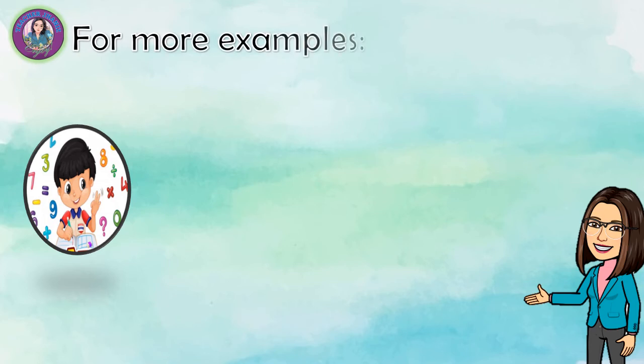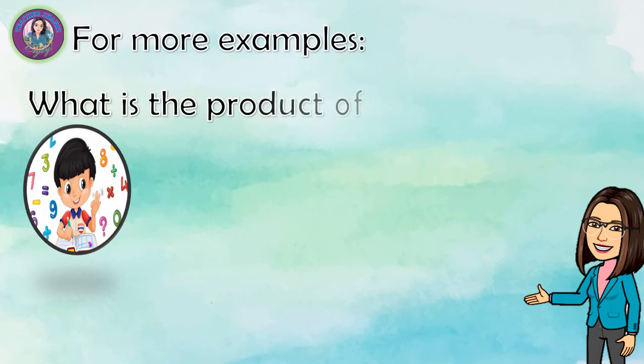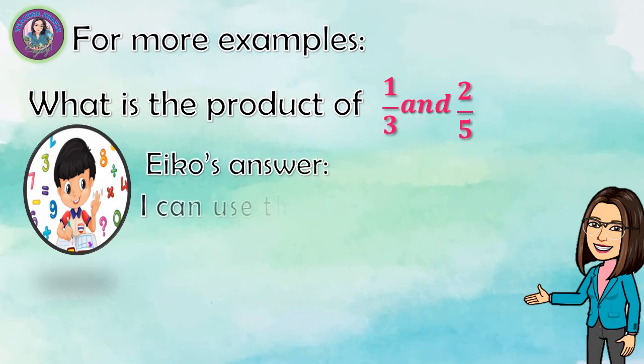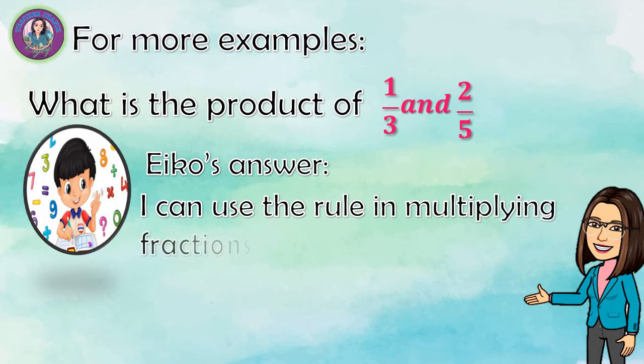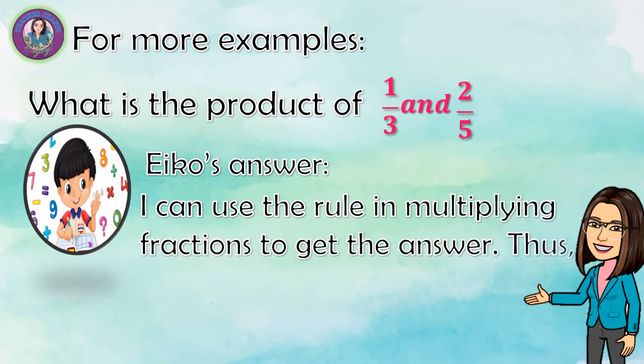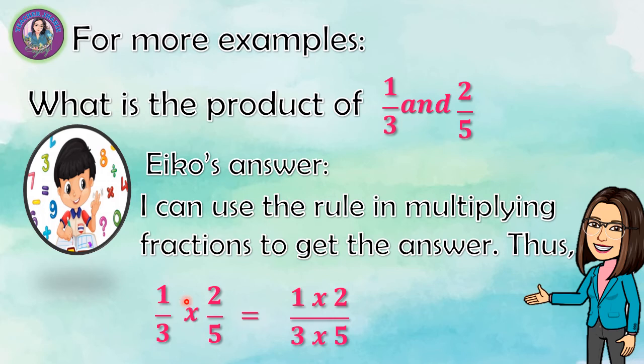For more examples, what is the product of 1/3 and 2/5? Eco's answer is this. I can use the rule in multiplying fractions to get the answer. Thus, 1/3 times 2/5 is equal to 1 times 2 over 3 times 5. So 1 times 2 is 2 and 3 times 5 is 15.